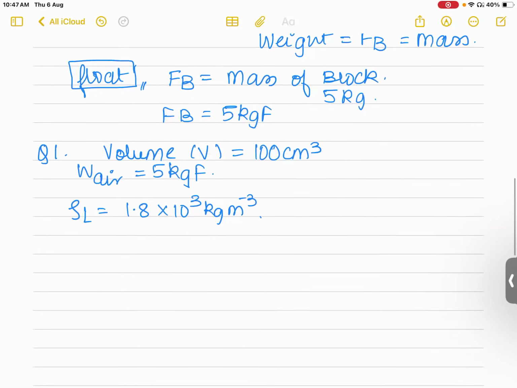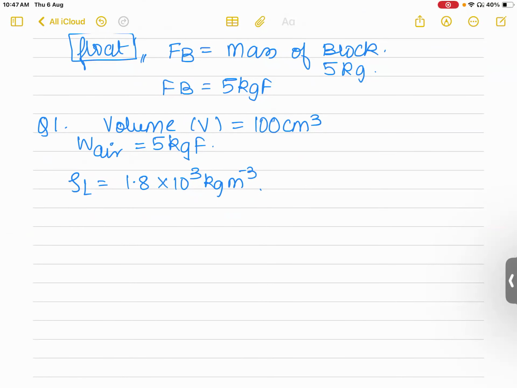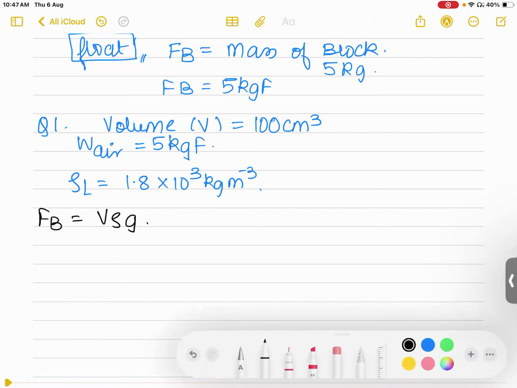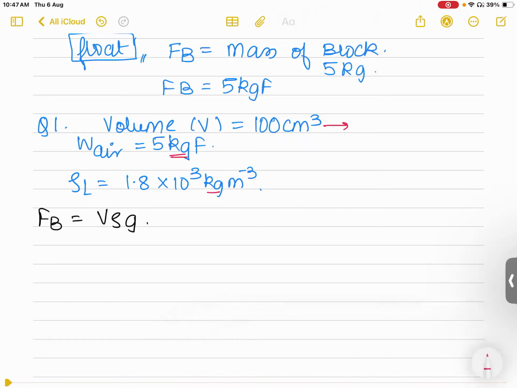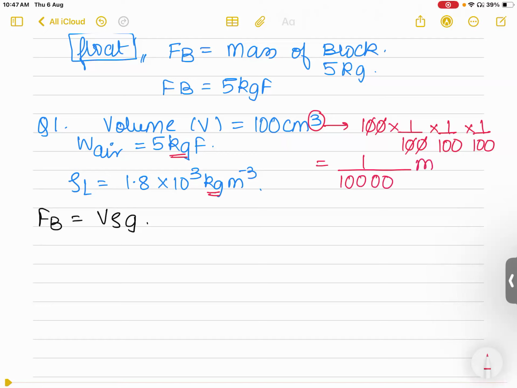So to calculate upthrust, students, we will use a basic formula. The formula is FB is equal to V rho g. V represents volume of solid. Now here, volume of solid is given to you in centimeter. If you see the other values, they are in SI. This is in CGS. So we will convert centimeter into meter by dividing it by 100. But since this is centimeter cube, you will divide it three times. As it is centimeter cube, the zeros get cancelled, so you will get your value as 1 upon 10 raised to 6 meter cube.